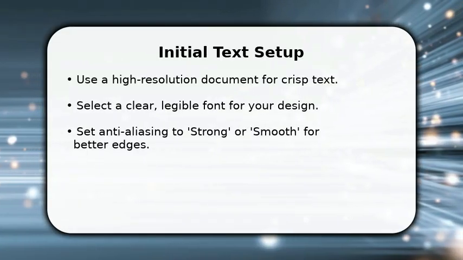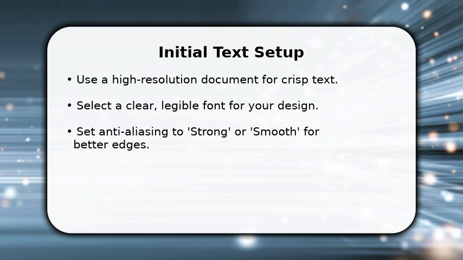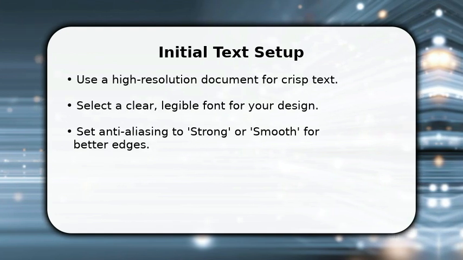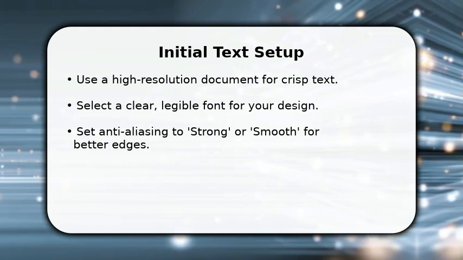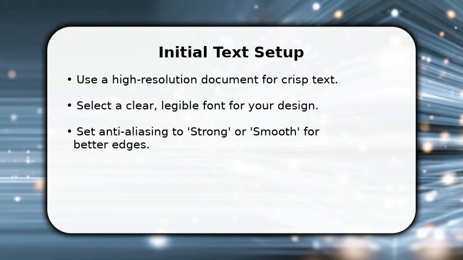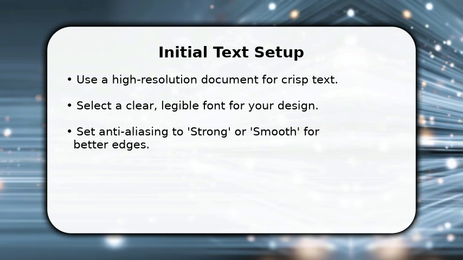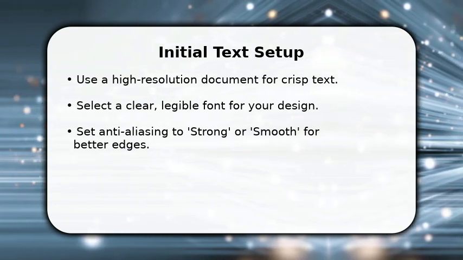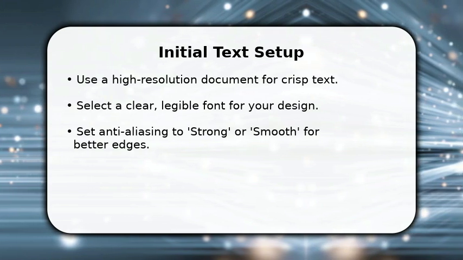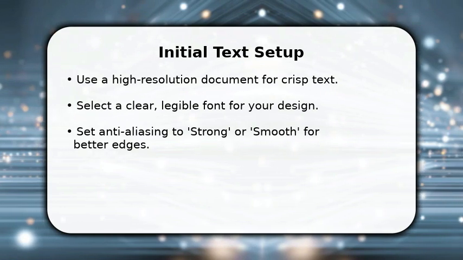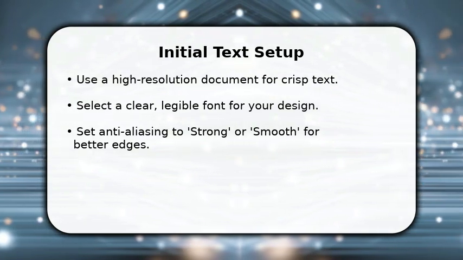In this video, I will explain how to enhance text quality in Photoshop. First, ensure your document resolution is high, ideally 300 pixels per inch, to prevent pixelation. Choose a font that is easy to read and complements your design. Then, set the anti-aliasing option in the character panel to strong or smooth for a cleaner appearance. This initial setup is crucial for achieving sharp, professional-looking text.